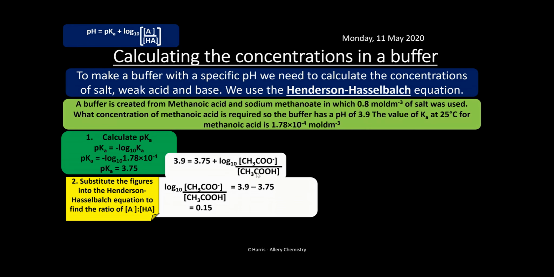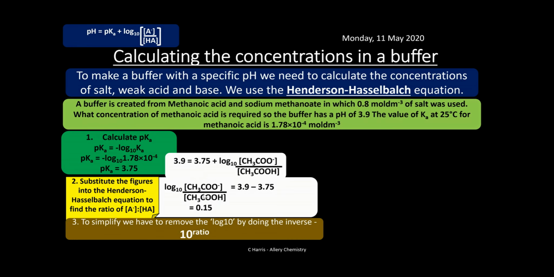Then what we need to do is flip it the other way around. So we get the log of this ratio, because we need to work out the ratio. Remember, this is the ratio here. It's just represented as a fraction, but it's still a ratio, equals 3.9 minus 3.75, and so that gives us 0.15. So effectively, the log of this ratio equals 0.15. So that's us worked out the ratio there.